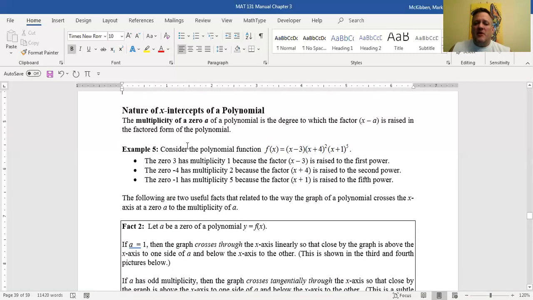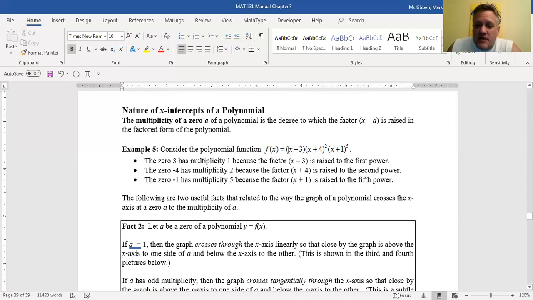To that end, the way the graph looks at an x-intercept is directly linked to its multiplicity. So what does that mean? The multiplicity of a 0 is the degree to which the factor x minus a is raised. Well, let's look at this product here. This is a polynomial. Notice the degree of the polynomial would be 8, because if I were to multiply all this out, this would yield a 5th degree polynomial, a 2nd, and a 1st. If I multiply all that out, I wouldn't want to, but if I did, the highest power of x that would occur would have been 8.